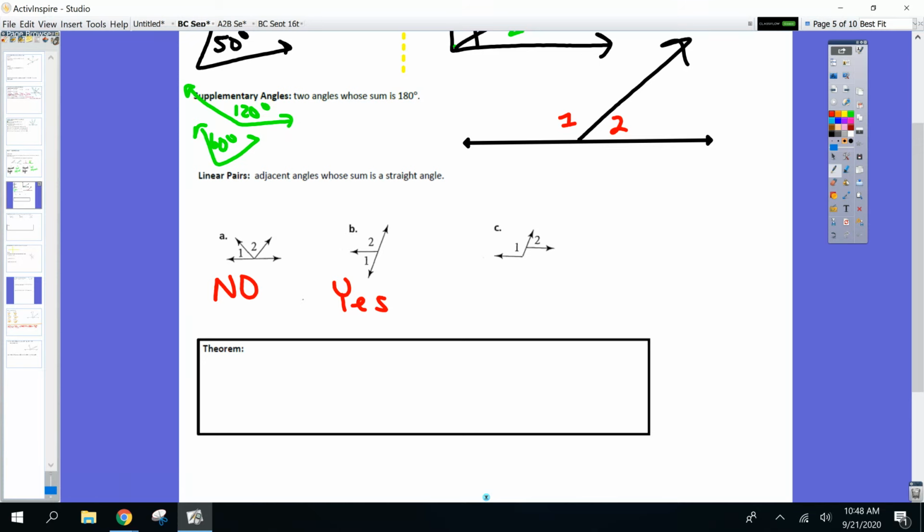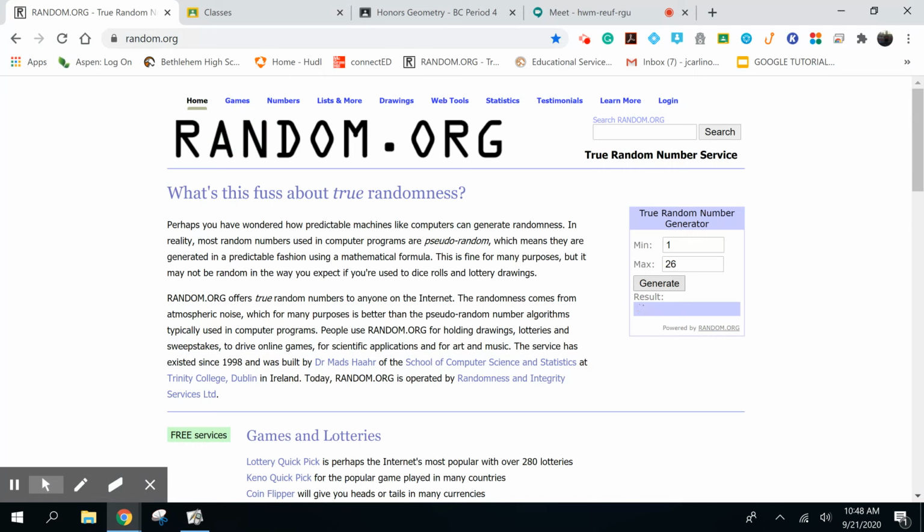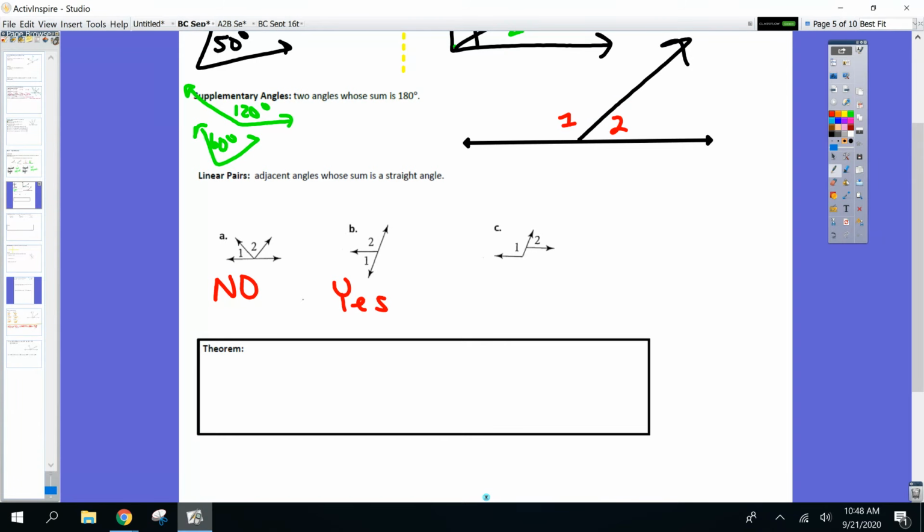All right, how about part C now? What about those two? Look like a linear pair to us? Here we go, Emma. Linear pair? No. Why not? There's a lot of reasons, but what's one reason why they're not a linear pair? They don't make a straight line. And number 2, are they even adjacent? No, they're not even adjacent. They don't share a vertex. Everybody all good?